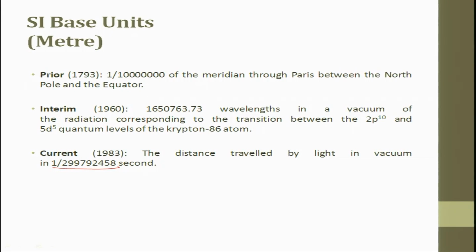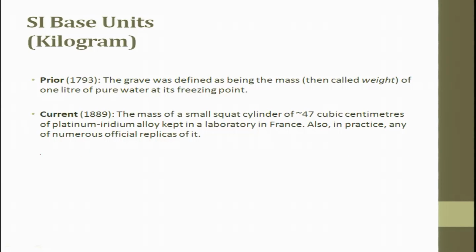It started in 1793; you should see that the significance of measurements started very early. So, they were talking about 1 by 10 to the power 7 of the meridian through Paris between the North Pole and the equator. Then interim, in 1960, they started comparing it with respect to the wavelength of krypton 86 atom. Now they talk about the distance travelled by light in vacuum in 1 by 299792458 of a second as the latest definition for meter.